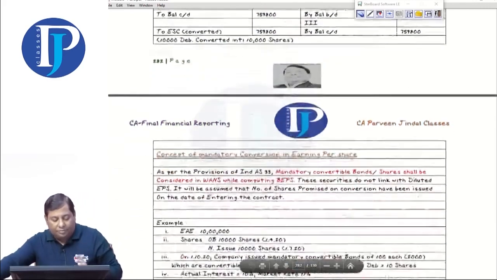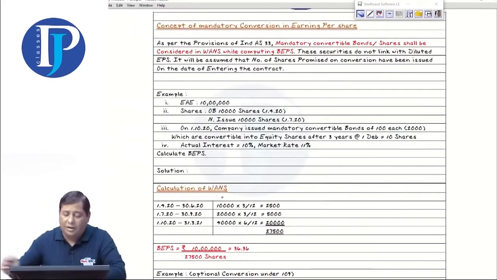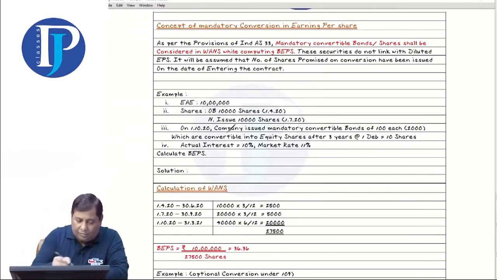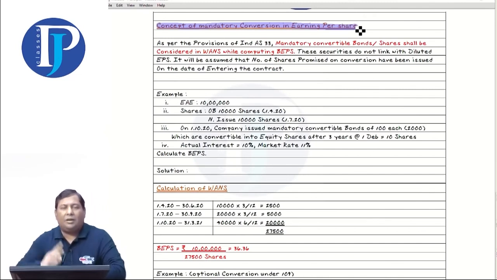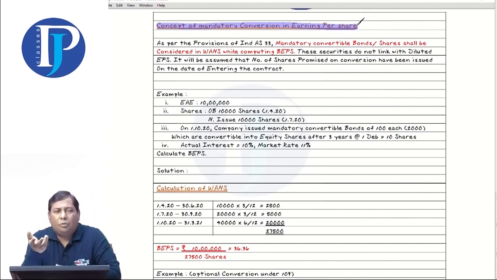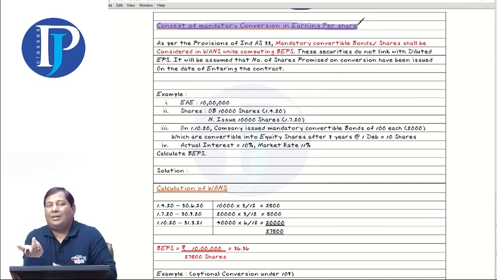This was about 109. What to do in EPS now? What to do about the mandatory conversion in the EPS? As I explained in class, when we talk about mandatory conversion, the debenture holders and the preference shareholders do not have the option to ask for cash. They will have to take the shares.